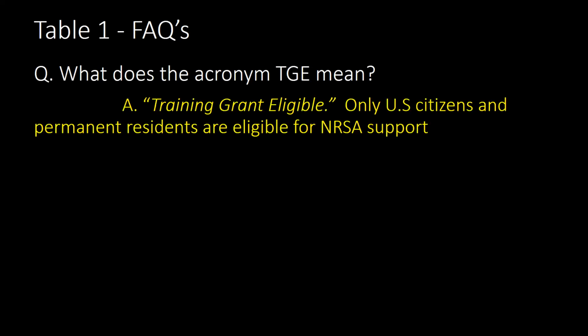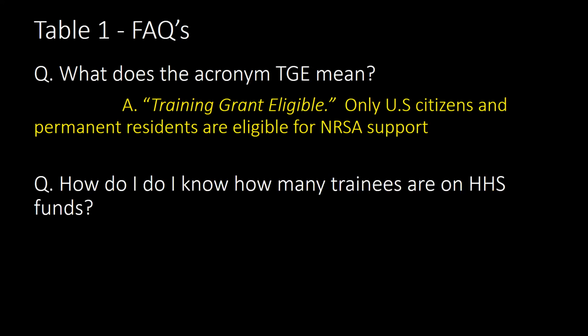So just a couple FAQs. What does TGE stand for? Training grant eligible. That's anyone that is eligible to go on the training grant: a U.S. citizen or permanent resident. You have to be careful what you're totaling, because some columns are going to ask for the total amount of pre-docs, which doesn't matter what their eligibility is. And then there are certain columns that ask for just those that are eligible to be on the training grant.